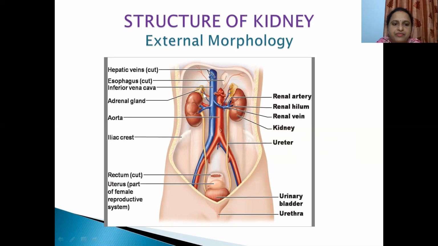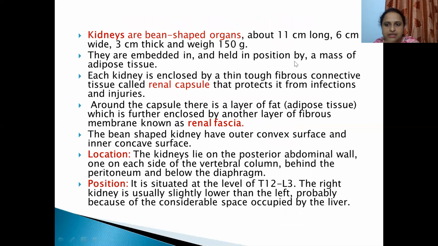Okay, and here each kidney is covered. Kidneys are called retroperitoneal organs. As you have studied earlier, they are called retroperitoneal organs because they're located outside the peritoneum, and hence they need protection. For the purpose of protection, these kidneys are covered by a fibrous connective tissue, which is called the renal capsule. Here you can see, kidneys are bean shaped and they're covered with a renal capsule.